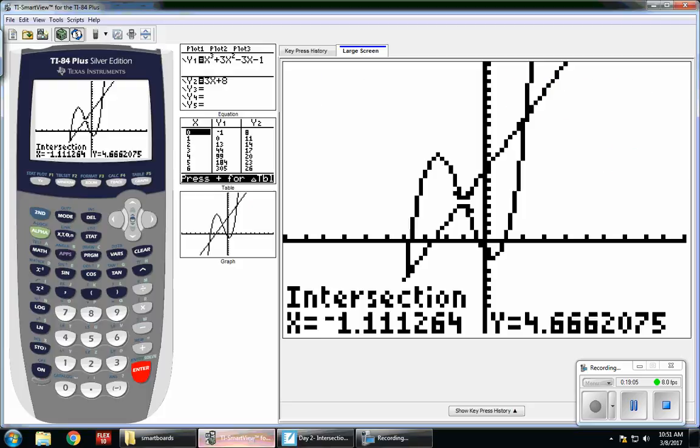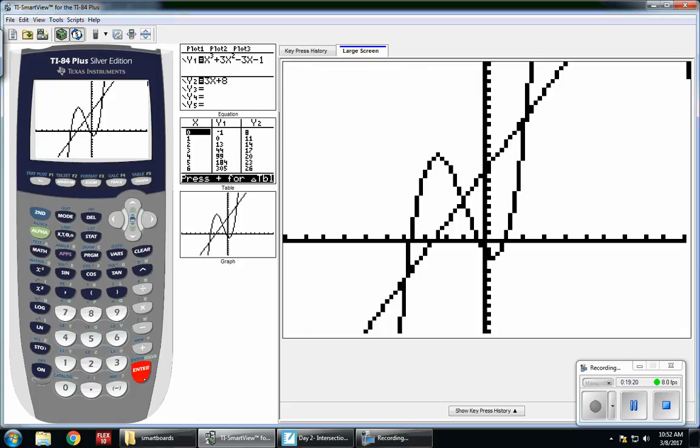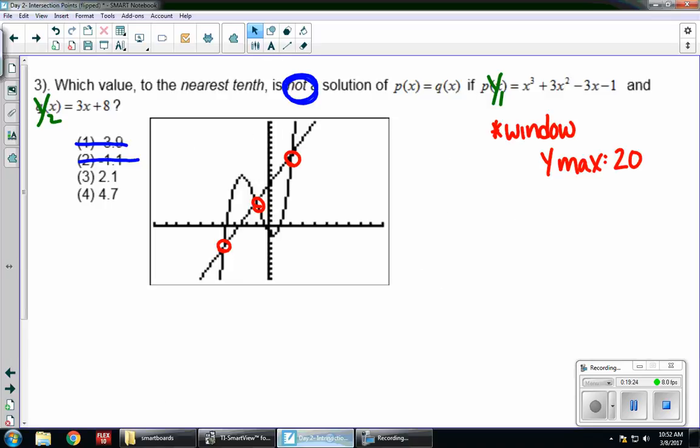Go back to my calculator. Second trace, 5. Keep scrolling using your right and left arrows so I can get to that point of intersection. I'm going to hit enter 3 times. X equals 2.05. So it's not choice 3 because that rounds to 2.1. Our answer is choice 4.